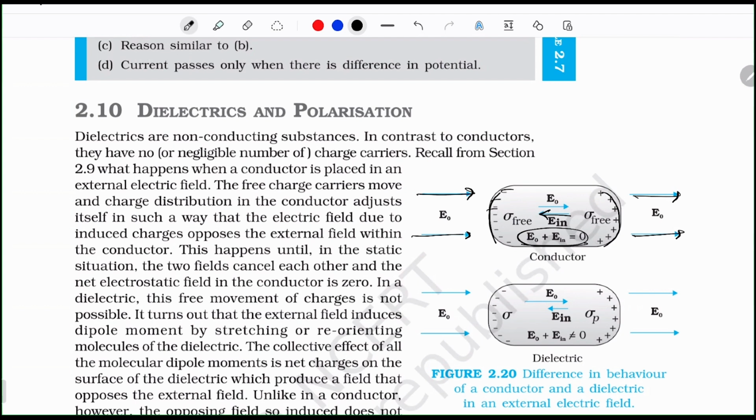The charges distribute themselves in such a way that the electric field they exert, which in this case is E in, should be equal to E naught, the external electric field, magnitude wise. Only then can the electric field inside the conductor be zero at all points, right?